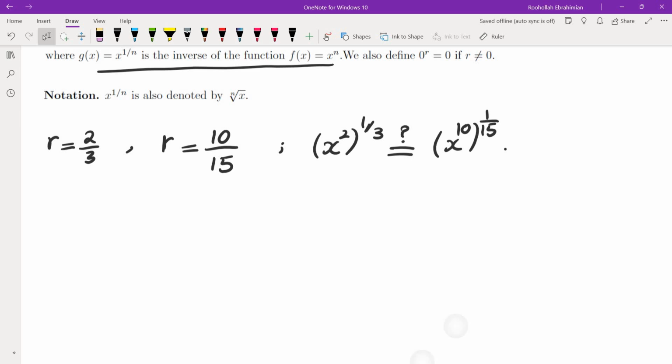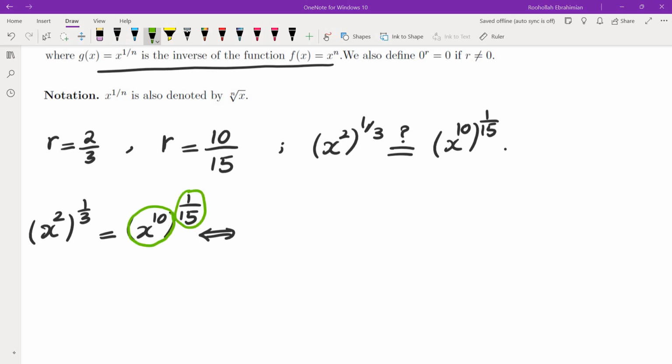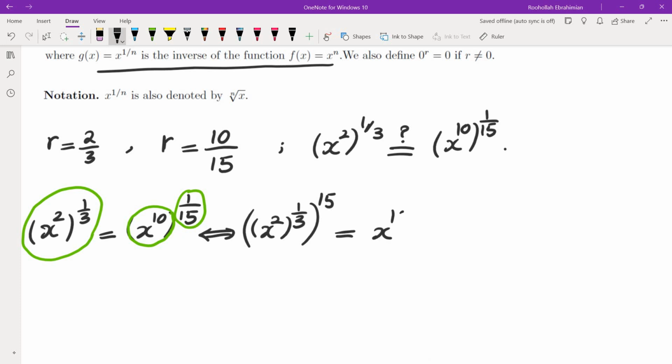Now, when are these two equal? x squared to the 1/3 is equal to x to the 10th to the 1 over 15 if and only if, if I take a look at this number to the power of 1 over 15, it is equal to this number if and only if, when I raise this to the power of 15, when I raise x squared to the 1/3 to the power of 15, that, by definition of inverse function, is equal to x to the 10th.